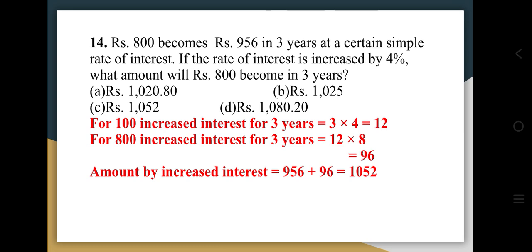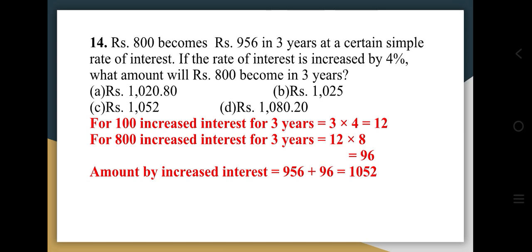So at 4% rate, the increased interest for 3 years for 100 is 3 into 4, that is 12. So for 800, what is the increased interest for 3 years? So it is 12 into 8, 96. So the total increased interest is 96.